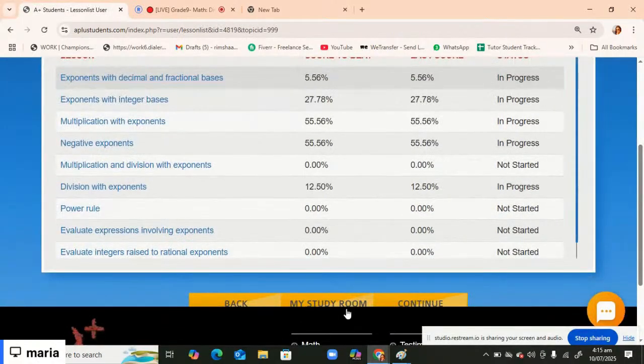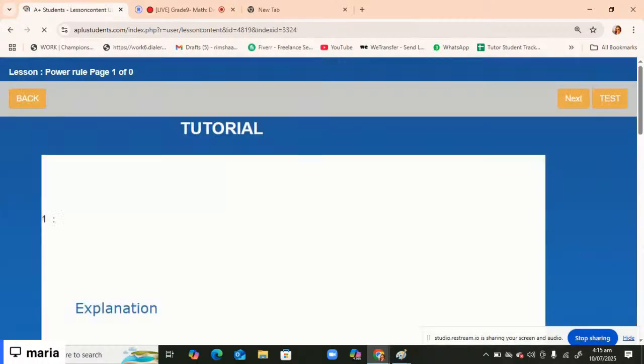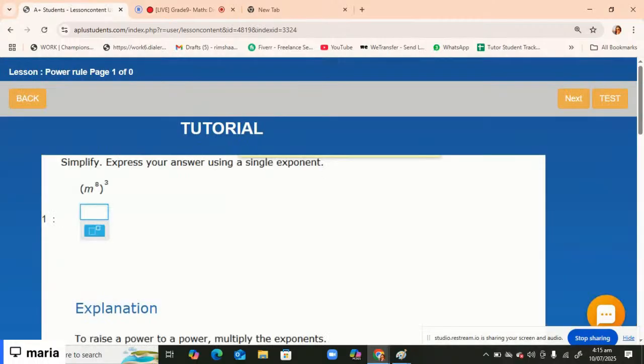Now let's do the power rule. So let's discuss this one. Simplify and express your answer using a single exponent. Sometimes the powers should be multiplied, and mostly they are in the form of division, and sometimes the bases are the same, and the powers are basically added or subtracted, okay?